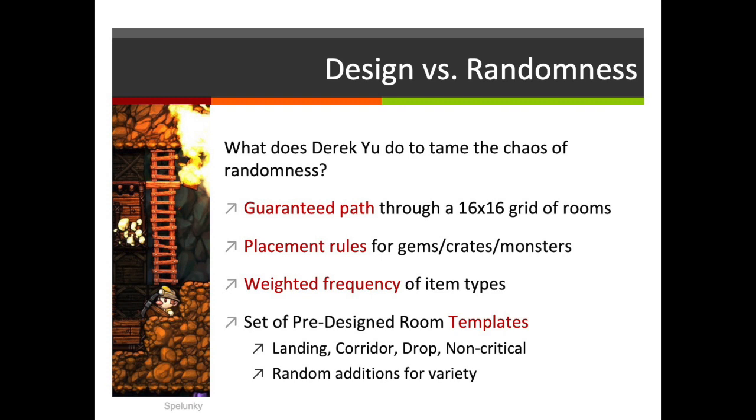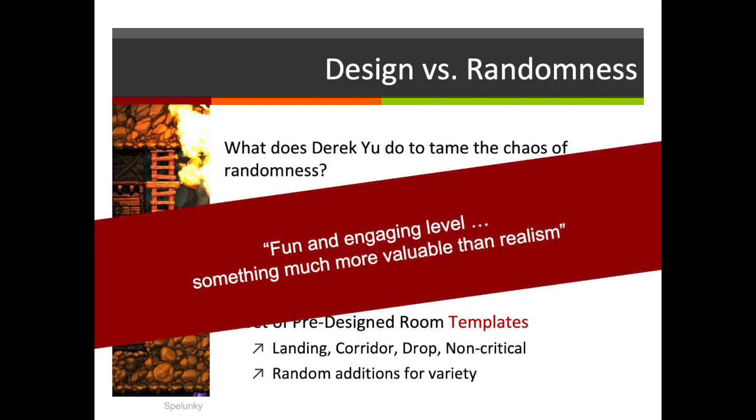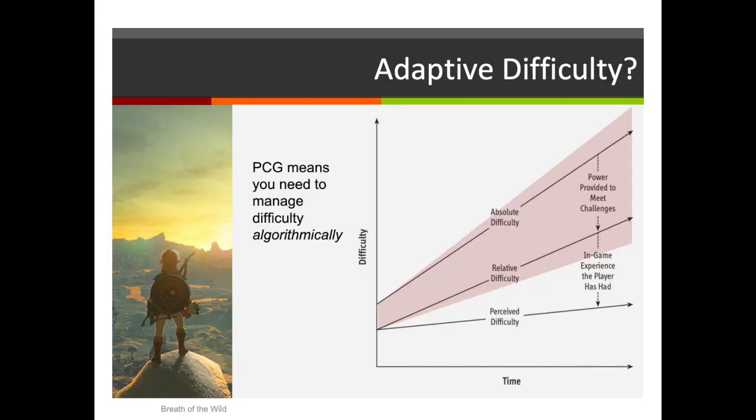So one of the key things I wanted to draw attention to was a comment that he made, that what he's trying to achieve is a fun and engaging level, something much more valuable than realism. Everything you do when you're thinking about procedural content generation of levels is all about trying to give the player a good experience, trying to make sure that what they're trying to do is achievable, but engaging and fun. One of the things that we have with procedural content generation is that we're trying to manage difficulty just like we are when we're doing normal design. But with PCG, we're trying to do it algorithmically.